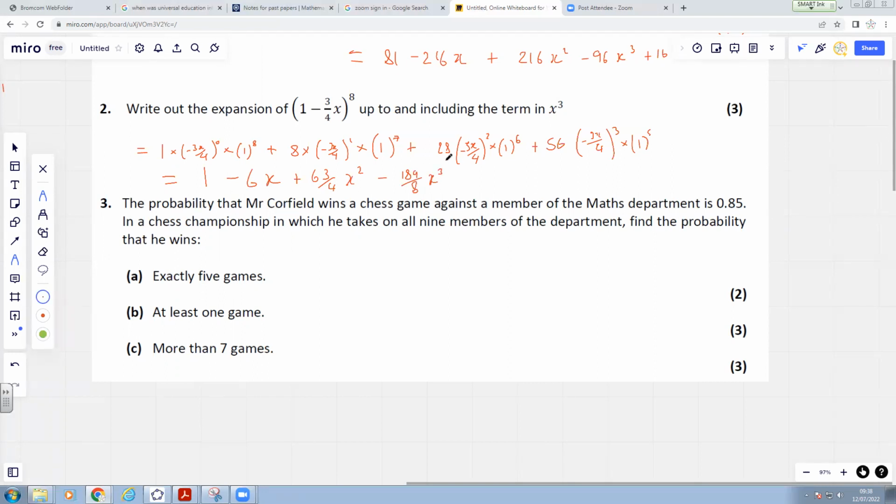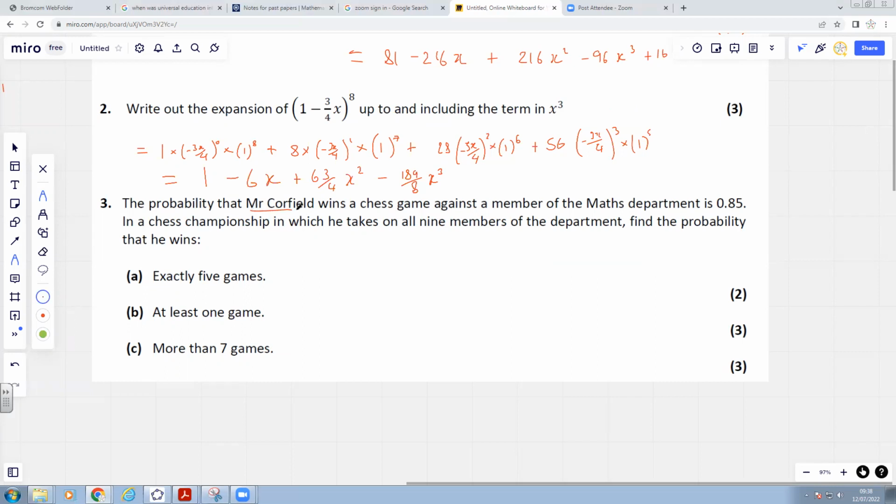I believe. Right, let me just check that in my calculator because I could easily mess this up. Type it in carefully, you know, do the 3/4 to the power of 3, then times it by 56. That's how I do it anyway. And you get 189/8. We're good. Okay, so I hope that one's fine.